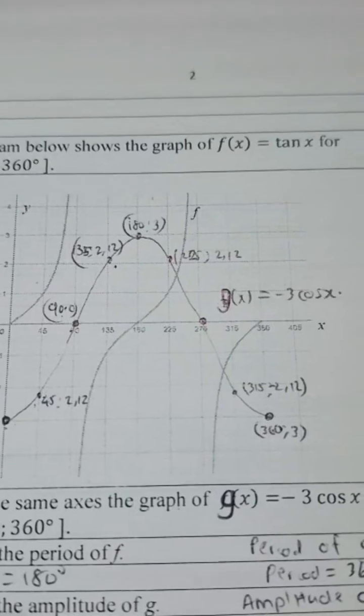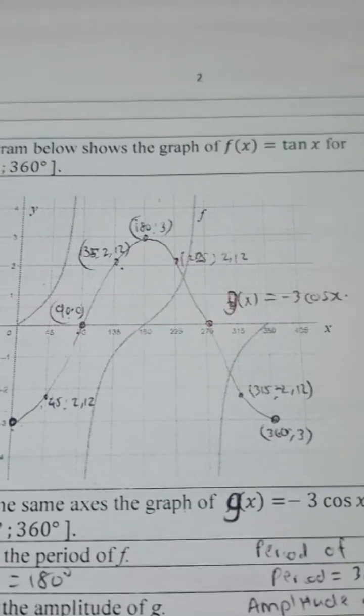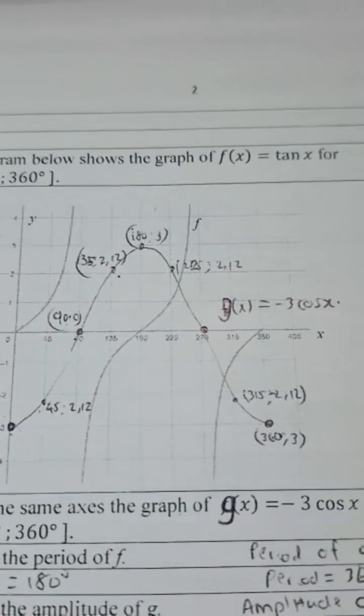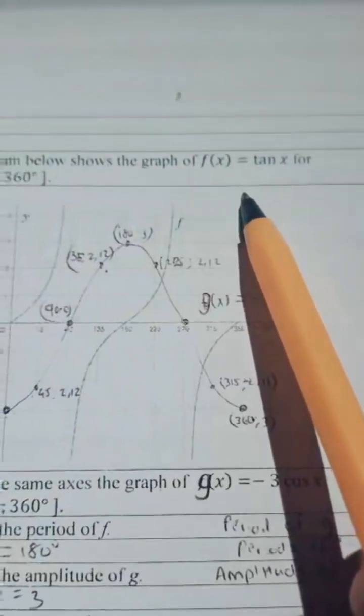Neo RSA, I've already sketched. I don't understand why you'd say, can you sketch after? Please. What is the amplitude of F?